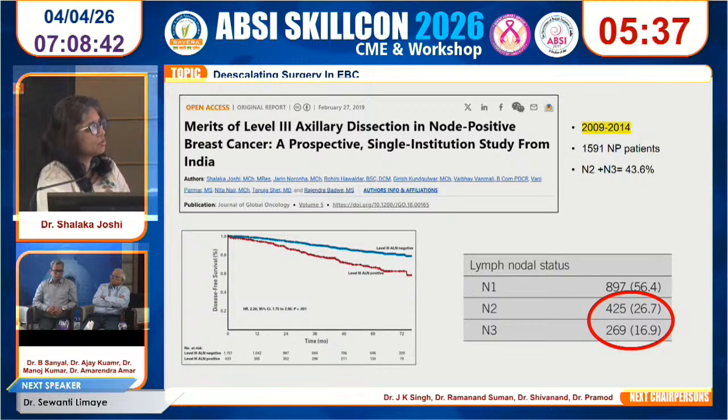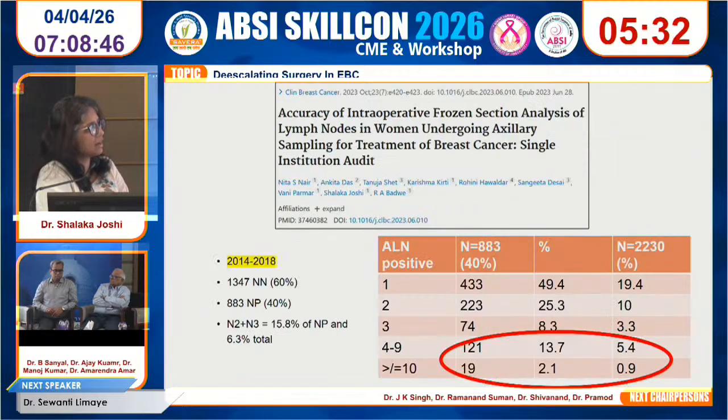This is data from 2009 to 2014. 40% of patients had N2, N3 disease. I would say add ribociclib or abemaciclib, maybe don't do a complete dissection for local control.